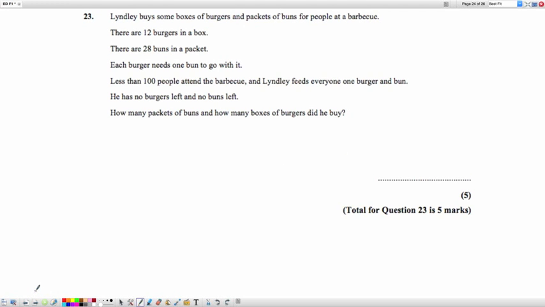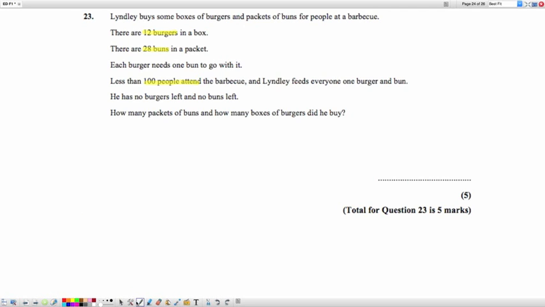Question 23. We're told here that Linda buys boxes of burgers and packets of buns for people at a barbecue. There are 12 burgers in a box and 28 buns in a packet. So this is key information, 12 burgers and 28 buns. Each burger needs a bun to go with it, and less than 100 people attend the barbecue. We need to feed everyone one burger and one bun. He has no burgers and no buns left. How many packets of buns and how many boxes of burgers did he buy?